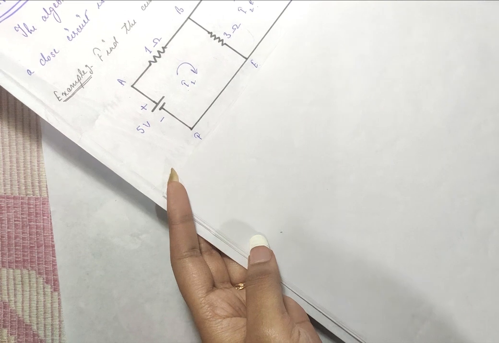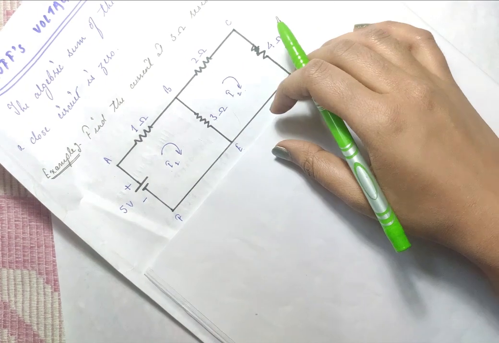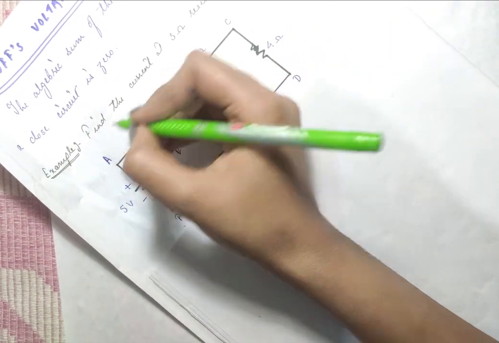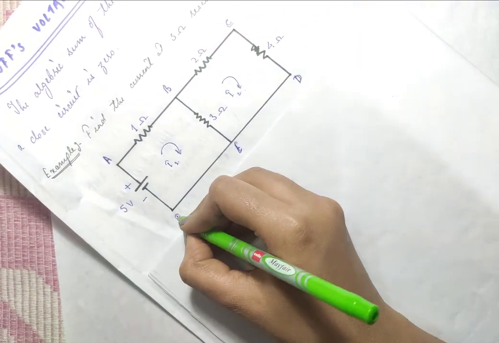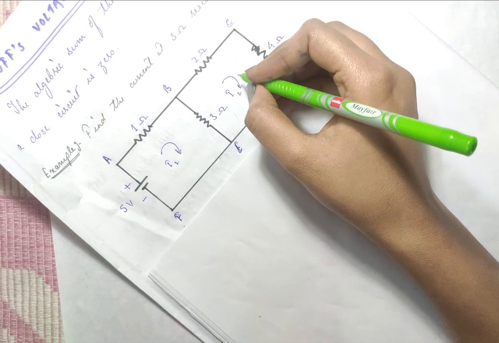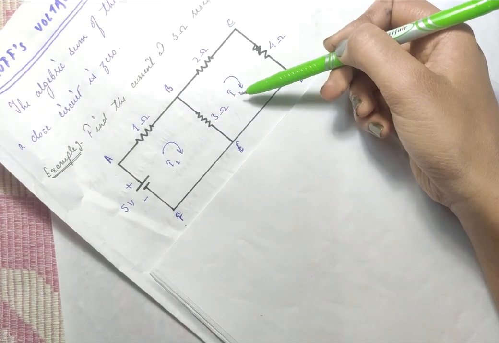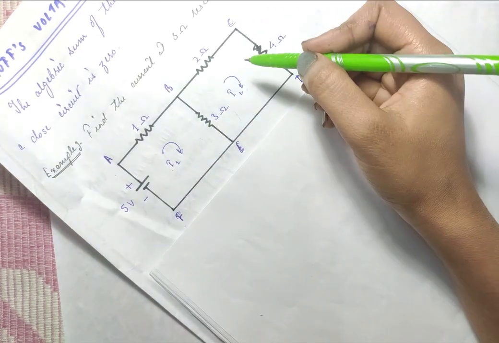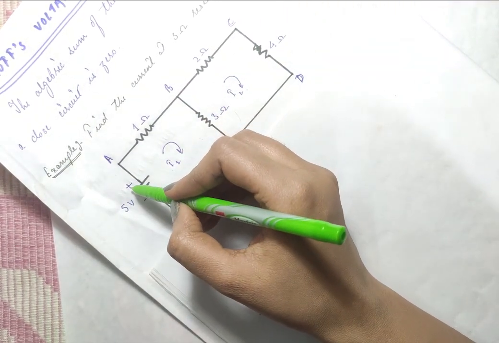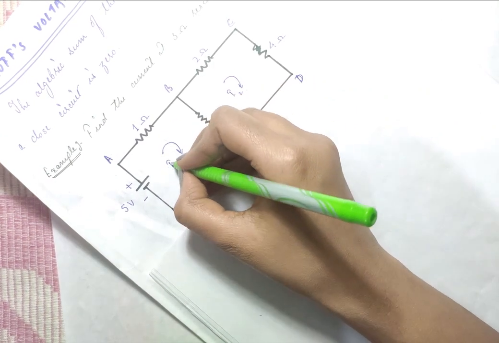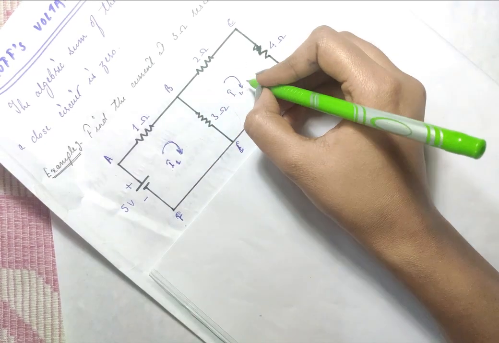Similarly we will do the same thing. We will name it first as A, B, then C, D, E and F. Then we will look at the number of loops. So here we have two loops in this circuit. Now we will assign the direction of current. Since we know that current always flows from positive to negative, we will give this direction clockwise. That is, I1 will be clockwise, and then I2.